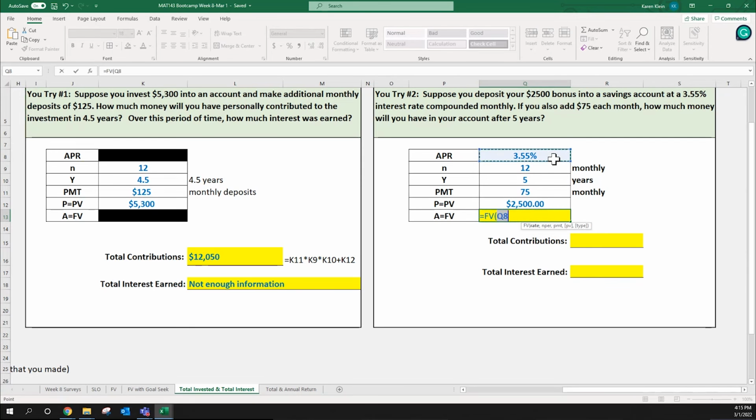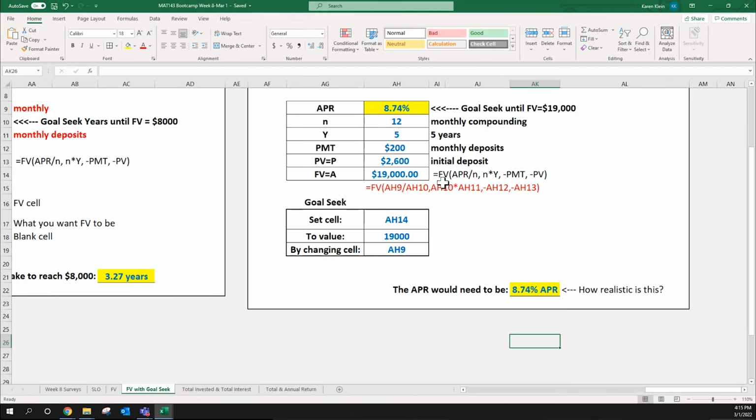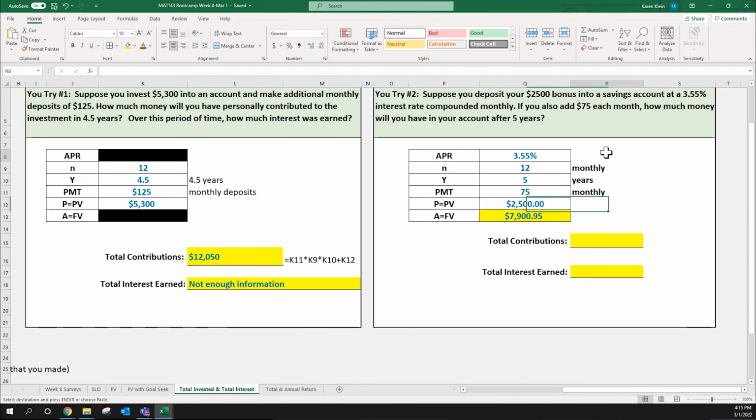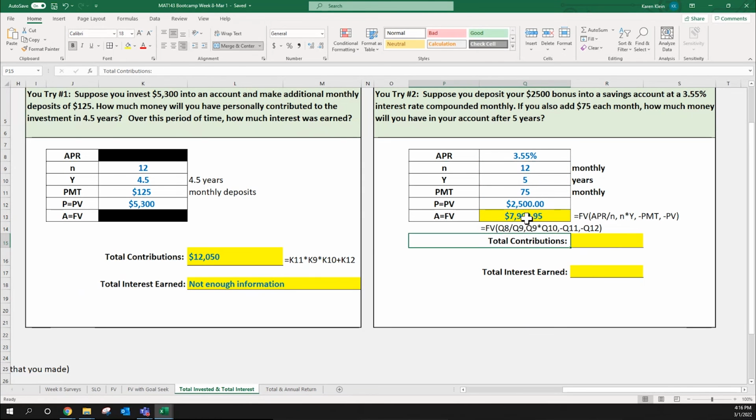So we've got FV is equal to APR divided by N, comma, N times Y, comma, minus PMT, minus PV. So, I forgot to divide. That makes a difference. Yeah, that's it. I think that's why it might be useful for us to keep that formula in front of us, right? Like just go ahead and, oh, I guess I didn't copy. Keep that in front of us so that we can see it. Oops. Here we go.